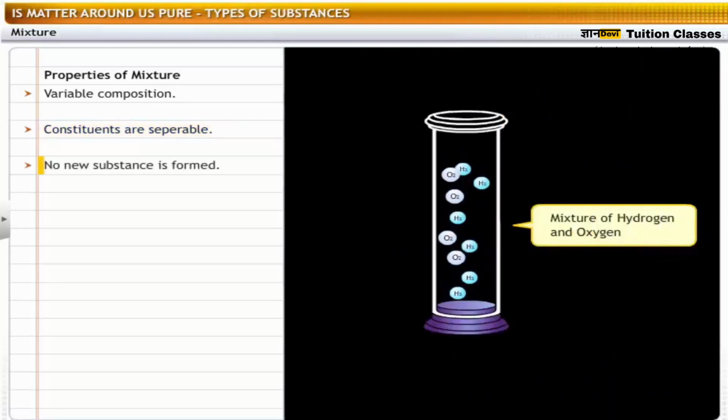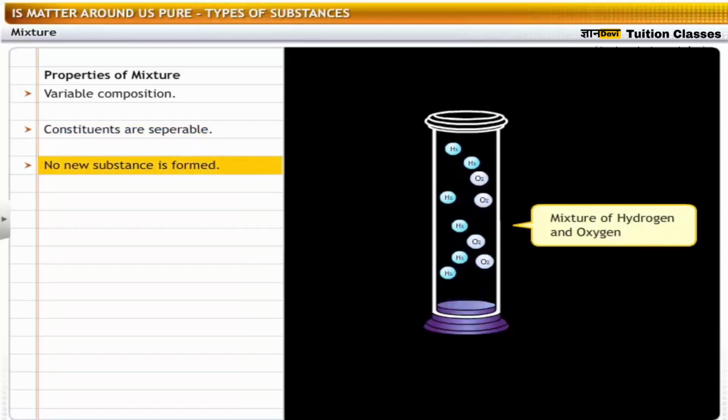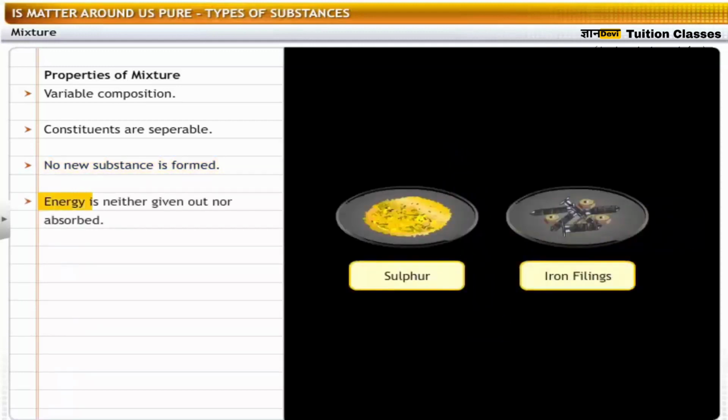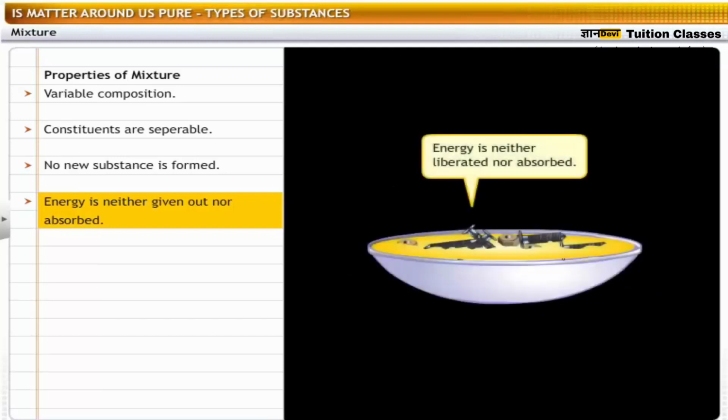When a mixture is created, no new substance is formed. Each part of a mixture retains its own properties. For example, we could mix various proportions of hydrogen and oxygen gas. As long as you do not ignite the mixture, the combination will form a mixture that can be separated. Energy is neither given out nor absorbed in the preparation of a mixture. For example, no heat or light energy is liberated or absorbed when iron filings and sulfur are mixed together.